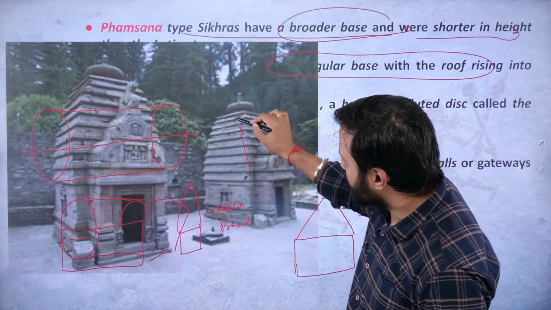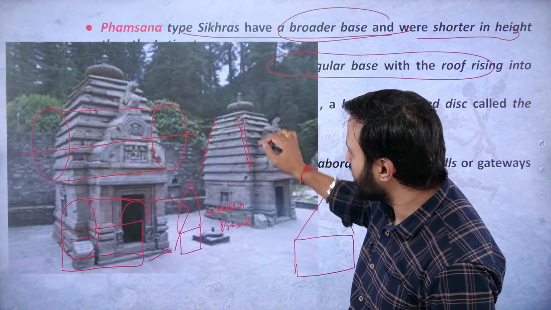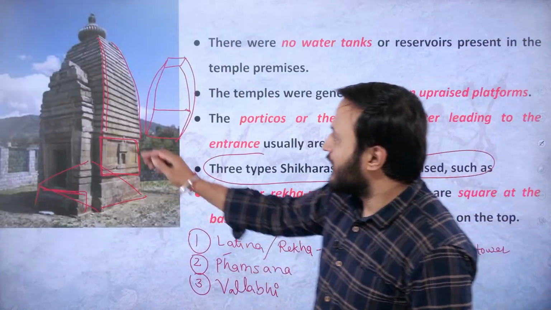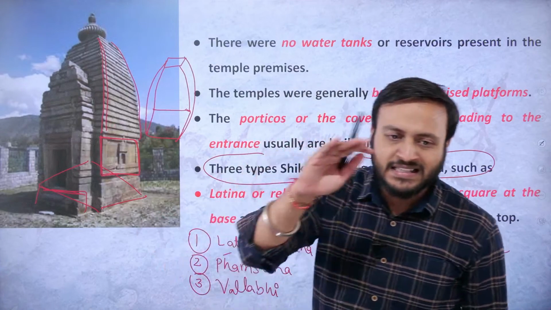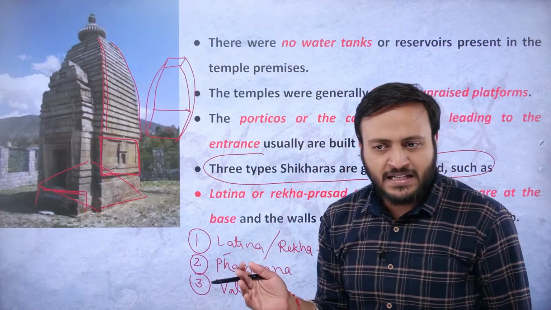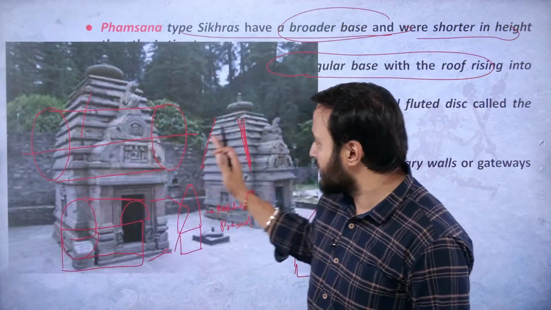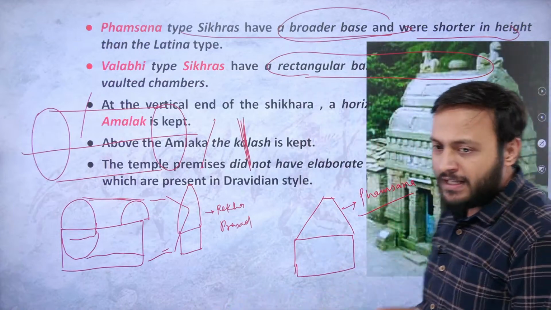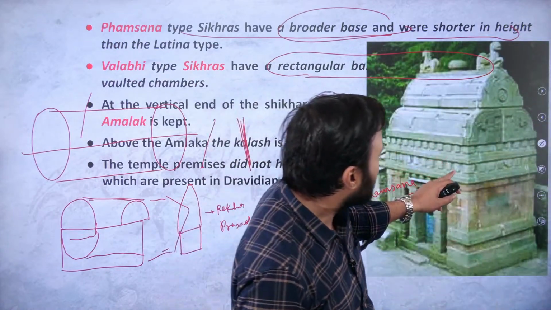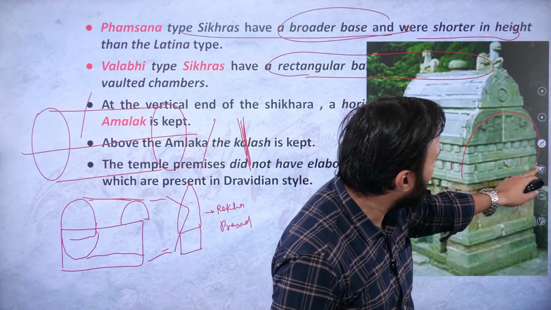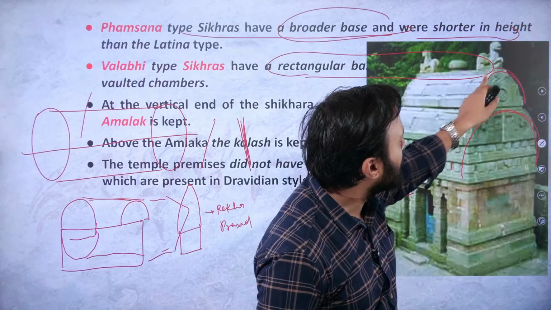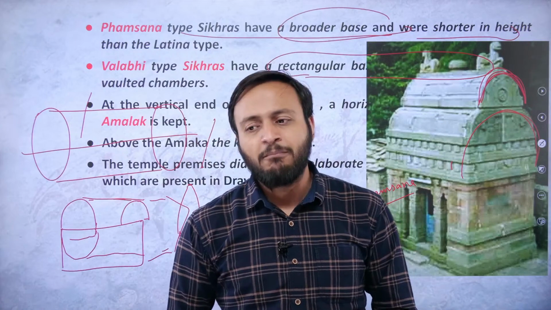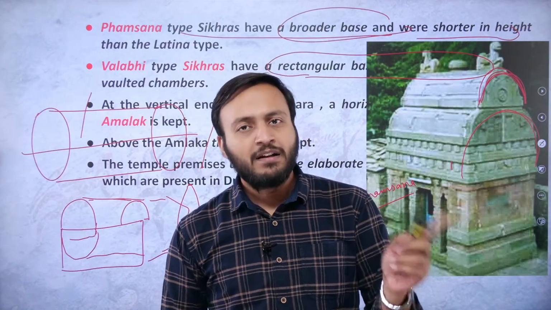You can see comparatively straighter walls, straight corners. If you see the previous picture, the corners are tapering inside, that is Rekha Prasad. Straight corners are the Phamsana. And if you see behind me, this semi-cylindrical type of roof is called the Vallabhi style of temple shikhar.